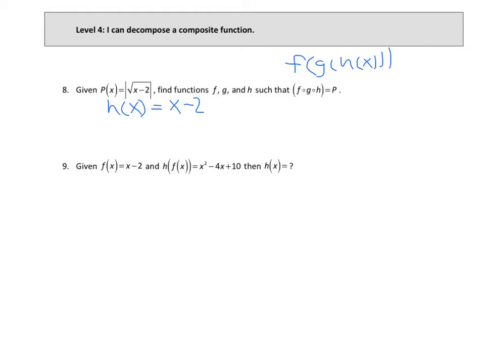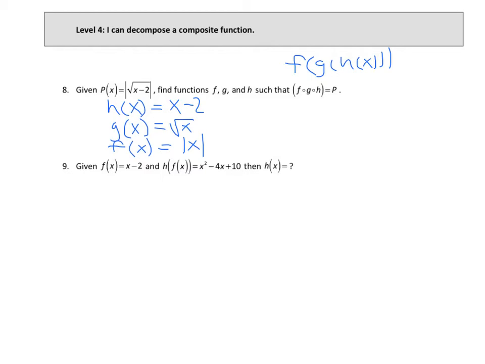Then x minus 2 was plugged into a radical. So g of x would be the square root of x. And then after x minus 2 was plugged into g of x, giving us the square root of x minus 2, that was then plugged into an absolute value. So f of x, the outermost function, would be the absolute value of x.